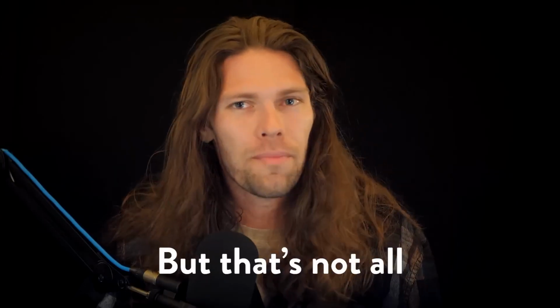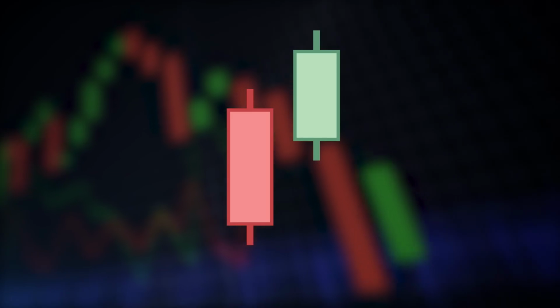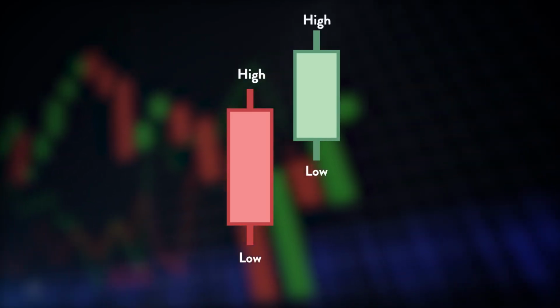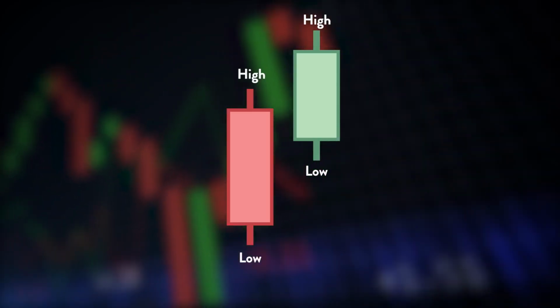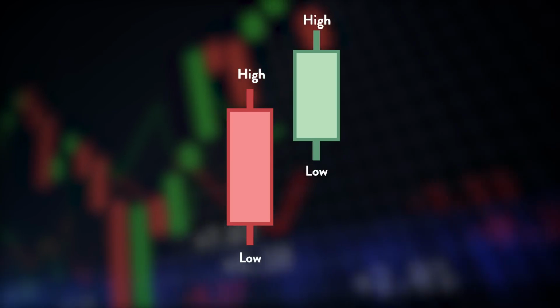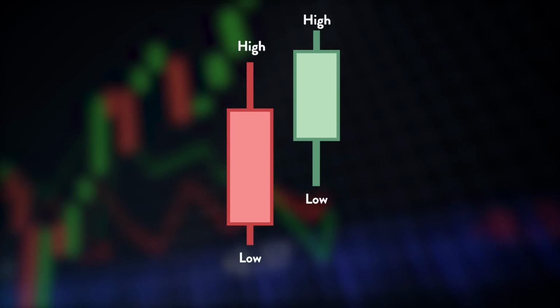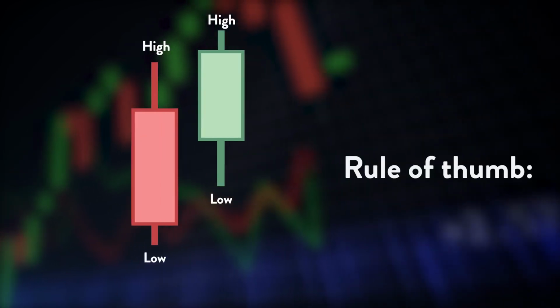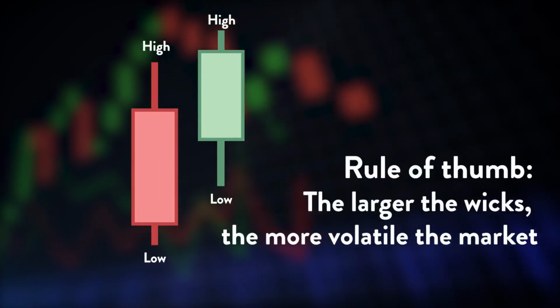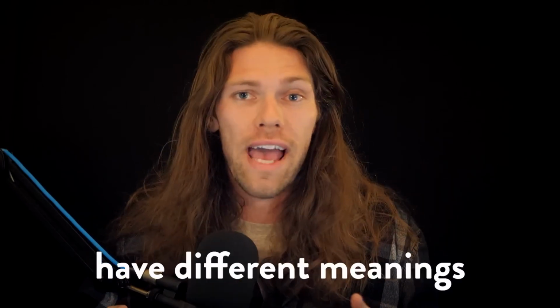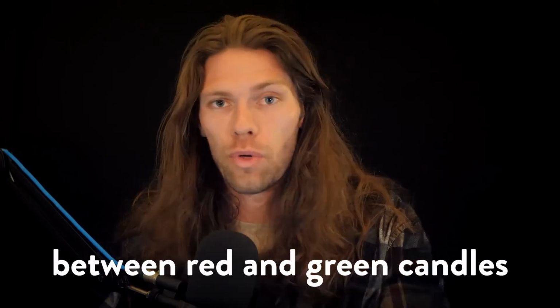But that's not all. Many new traders will forget to look at the wicks, and this is important. Don't forget the wick. That sounds dirty for some reason. That's what she said. The wicks tell us what the highest and lowest prices were for the day or whatever time interval your candles are set to. Very often, the wick extends past what a candle's opening and closing prices are. So as a rule of thumb, we say the larger the wicks, the more volatile the market. But we can dig deeper still because short and long wicks have different meanings between red and green candles.